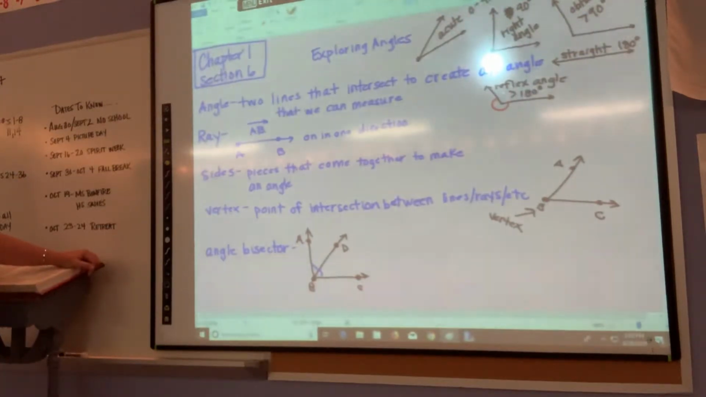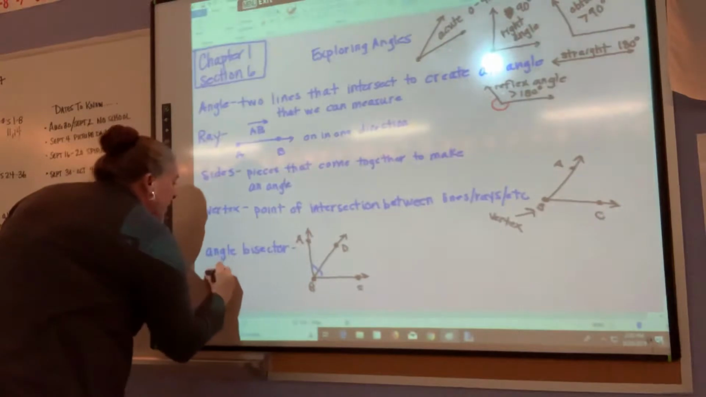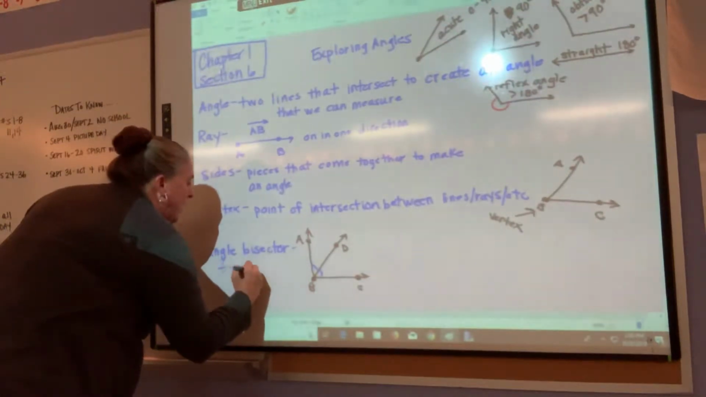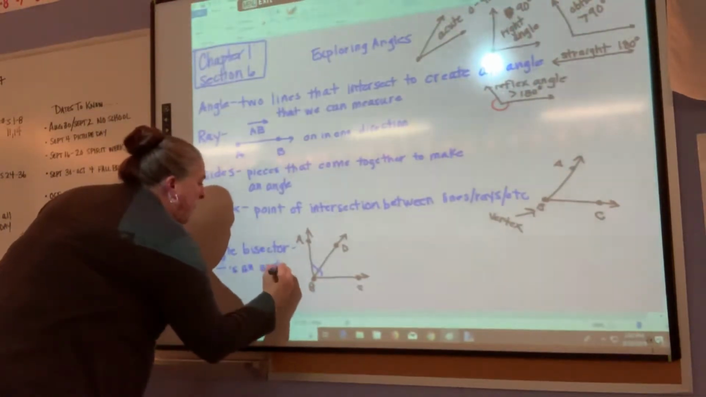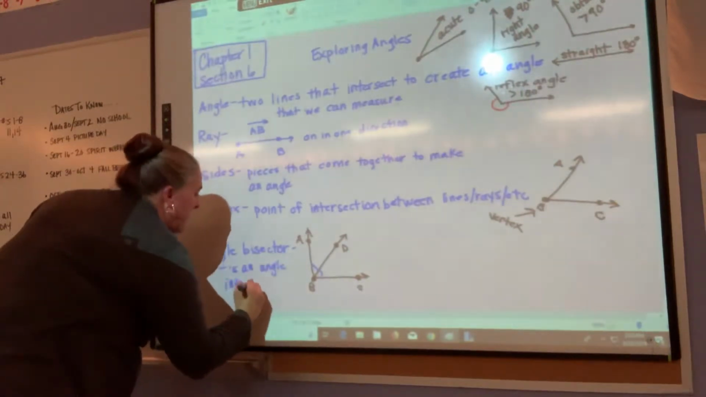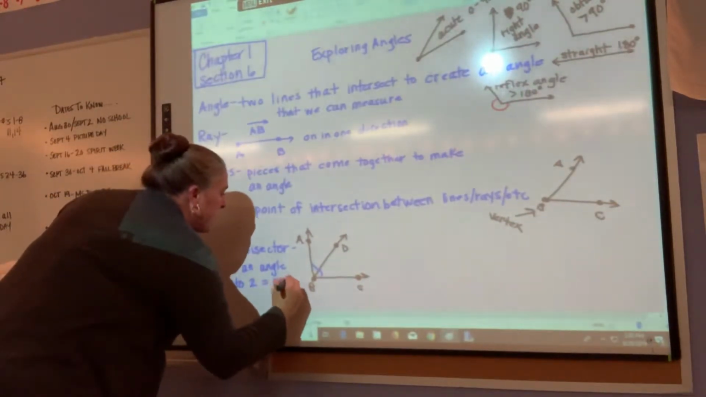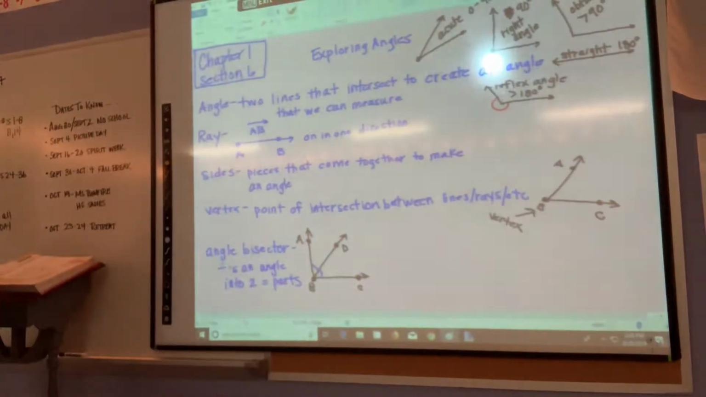What's an angle bisector? It divides one angle into two equal parts. Okay, so I'm gonna say divides. I feel like that's a lot of words, but it's really not. Everybody got this much? Sweet.